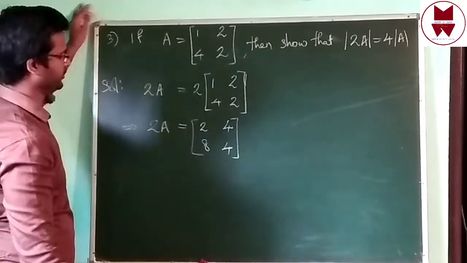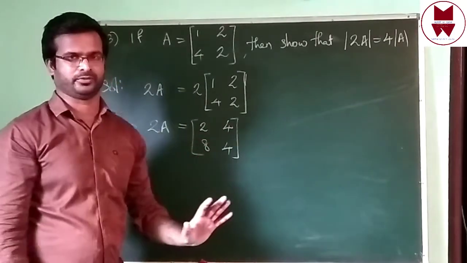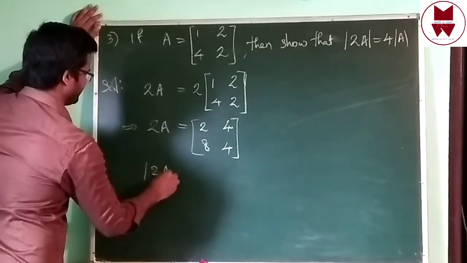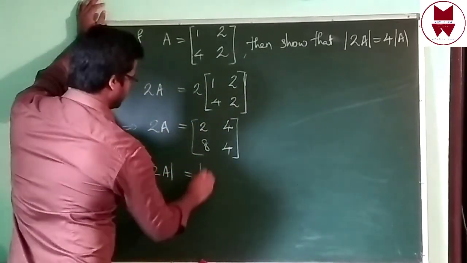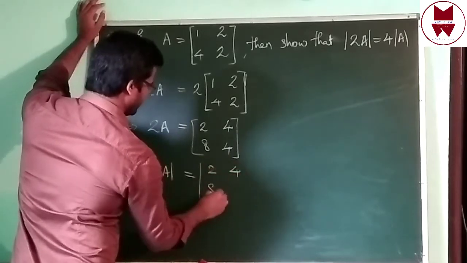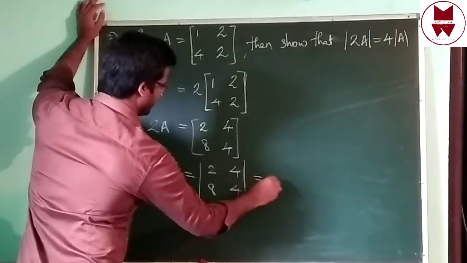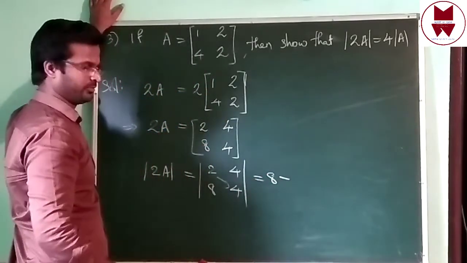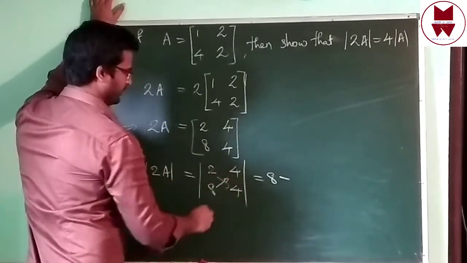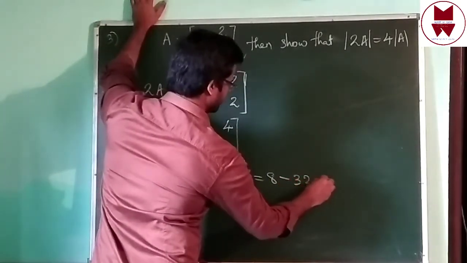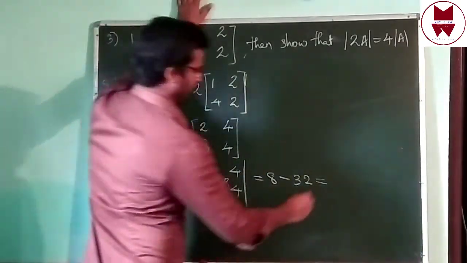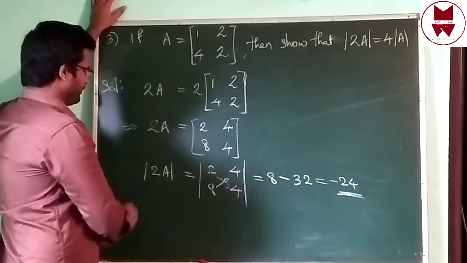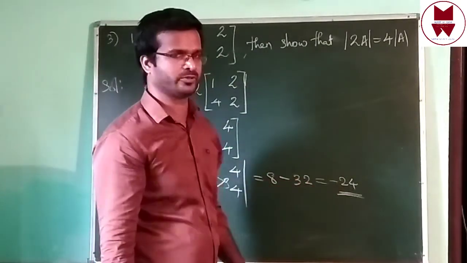We will get 2A equal to the matrix [2, 4; 8, 4]. Then find the determinant of 2A. Determinant of 2A equals the determinant of [2, 4; 8, 4], cross multiply: 2 into 4 is 8, minus 8 into 4 is 32. So 8 minus 32 is minus 24. The determinant of 2A we got is minus 24.